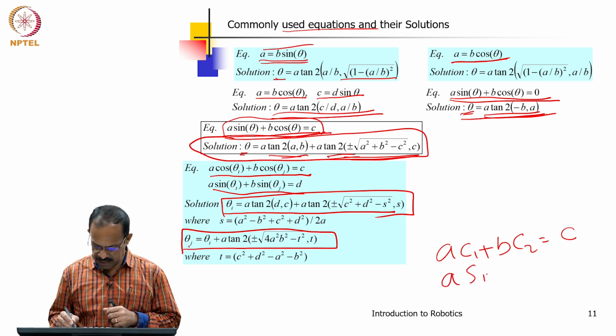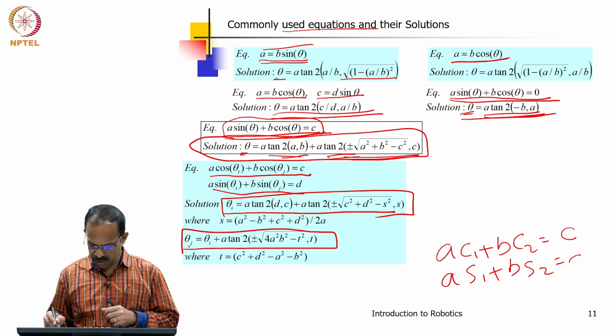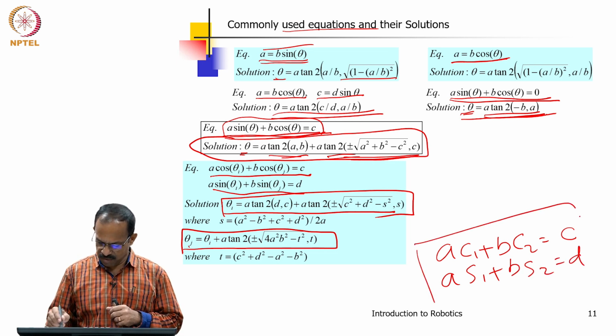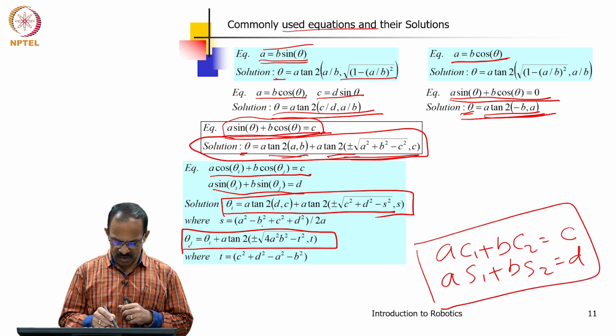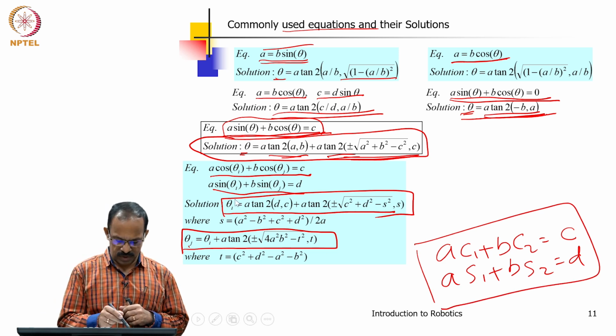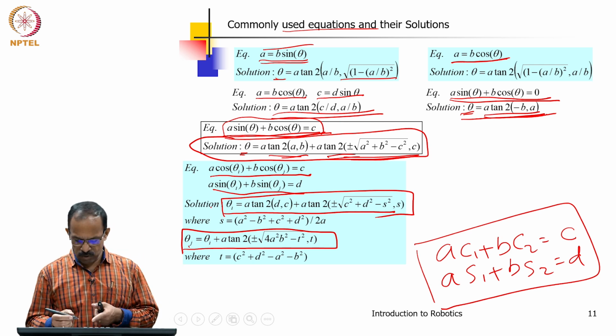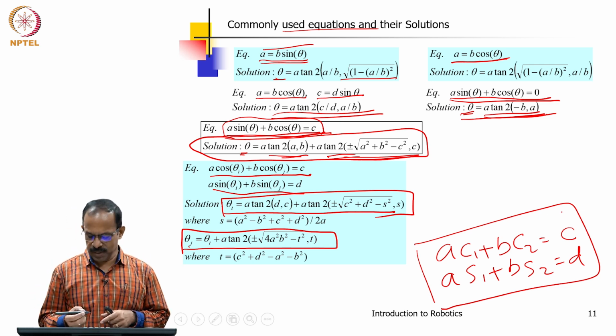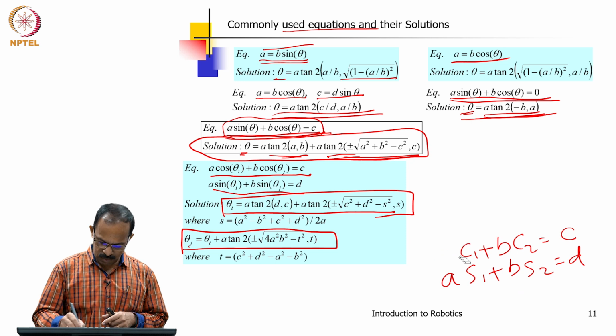Similarly, a sin theta 1 plus b sin theta 2 is equal to d. So, if this is the format, then this is the solution for theta 1 and theta 2. So, that is what it says, and you will often encounter this kind of equations in inverse problems.